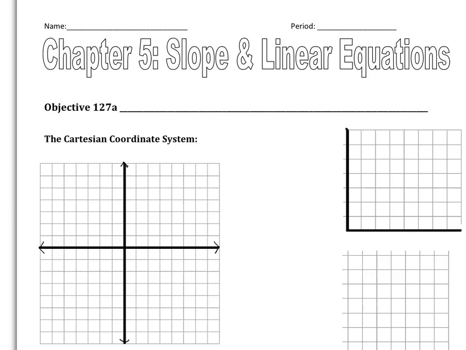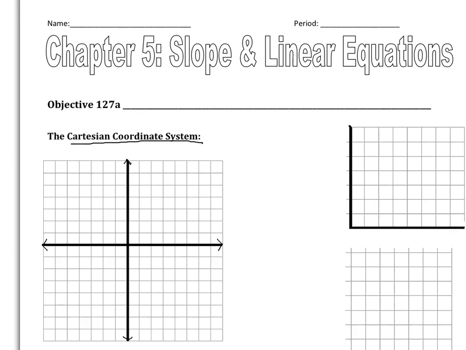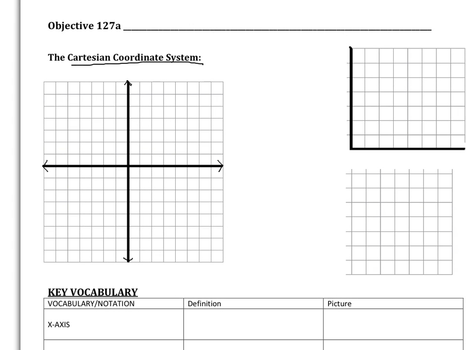The main point of today's video is to learn the different parts of a graph that we'd use when we talk about linear equations, slope, y-intercepts. The main type of graph that we use is called the Cartesian coordinate system. Okay? And that's just a big fancy name for a graph that has points that are x and y that we can plot.